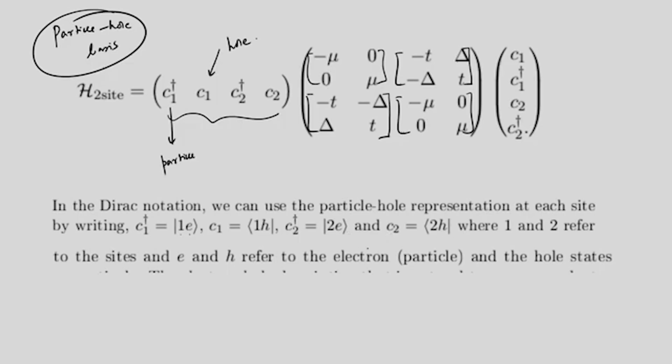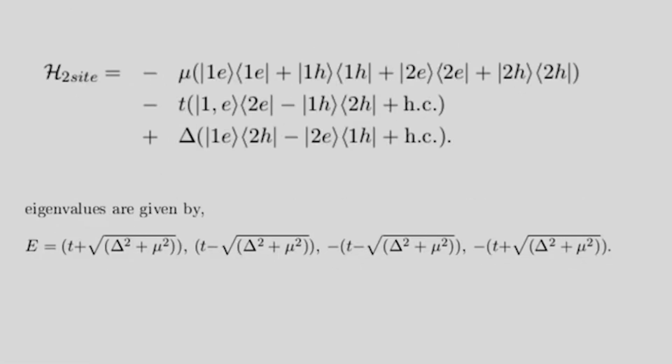So, now instead of writing C1 dagger C1, C2 dagger C2, we can write in terms of this basis, which is 1E, 2E, 2H, etc., where E and H refer to the electron and the hole states. Okay. So, let me stop with stating only the two site Hamiltonian, because it will require time to sink in, these ideas that we are writing down a two site Hamiltonian.